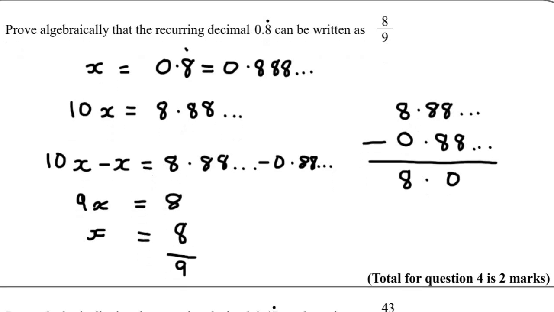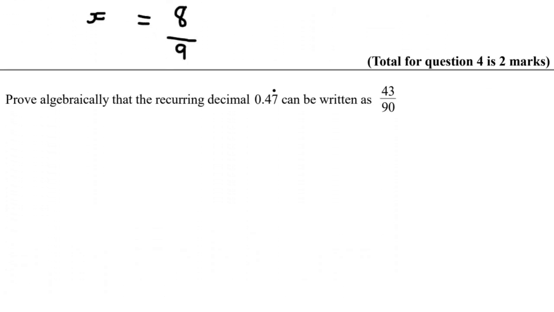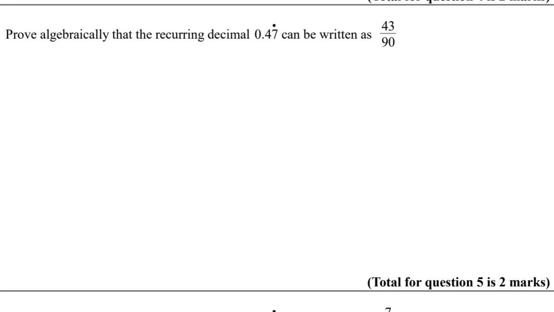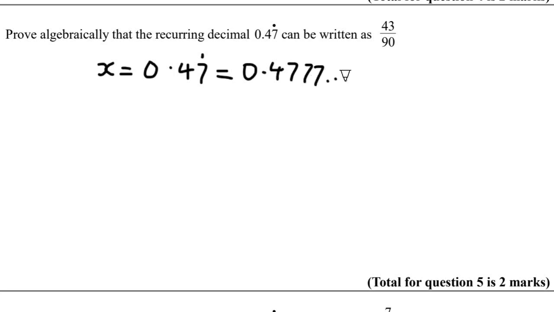Let's try another one. So we have 0.47 recurring. Well, starting off with x equal to the recurring decimal, 0.47. A dot on top of the 7 means that it is the 7 that is recurring, not the 4. So now let's do 10x. That gives us 4.77.